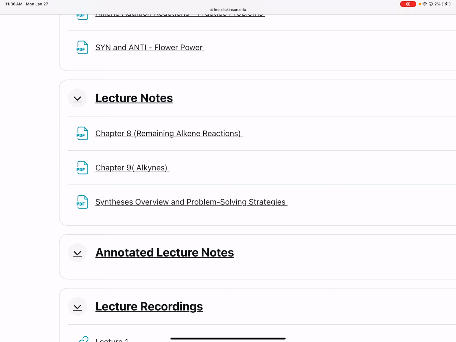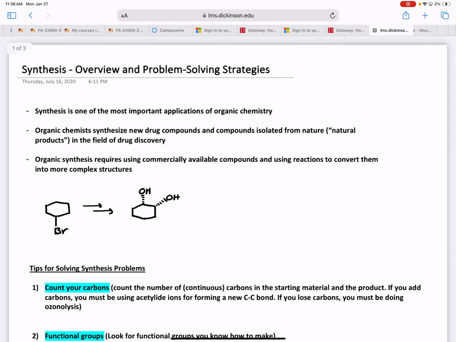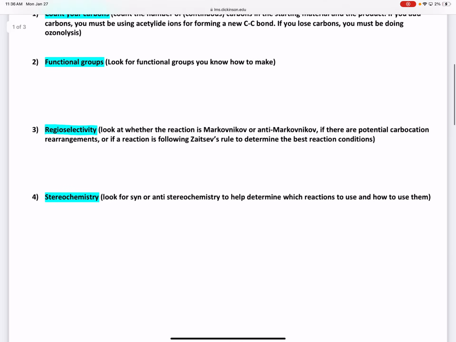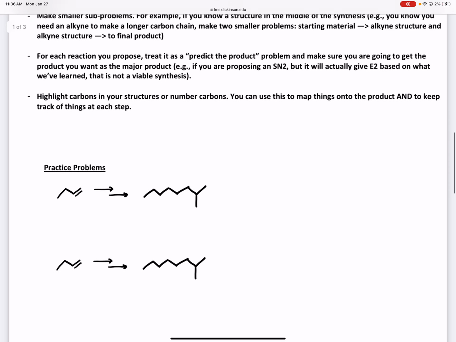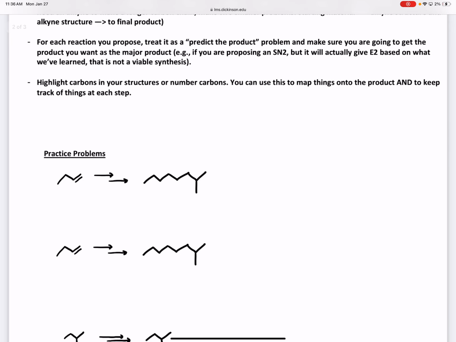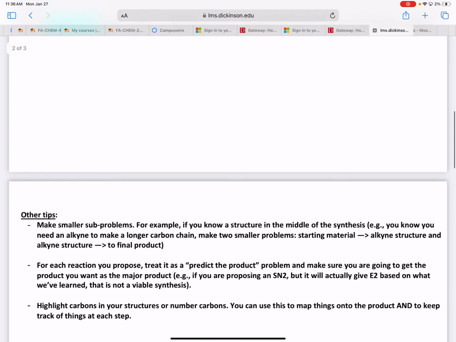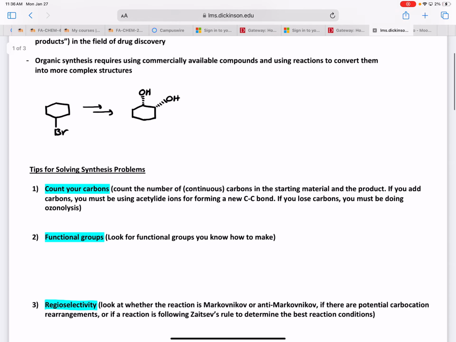It'll be very similar. And then I have something called a synthesis overview and problem solving strategies. That was a tongue twister. I'm not going to start this today because I've got some practice problems at the bottom that I can immediately see requires a few reactions of alkynes. You can do synthesis problems before the alkyne chapter, but I'll wait till we get through some of the alkyne chapter before I come back to this. But this is basically just helping you understand how to approach a multi-step synthesis problem.